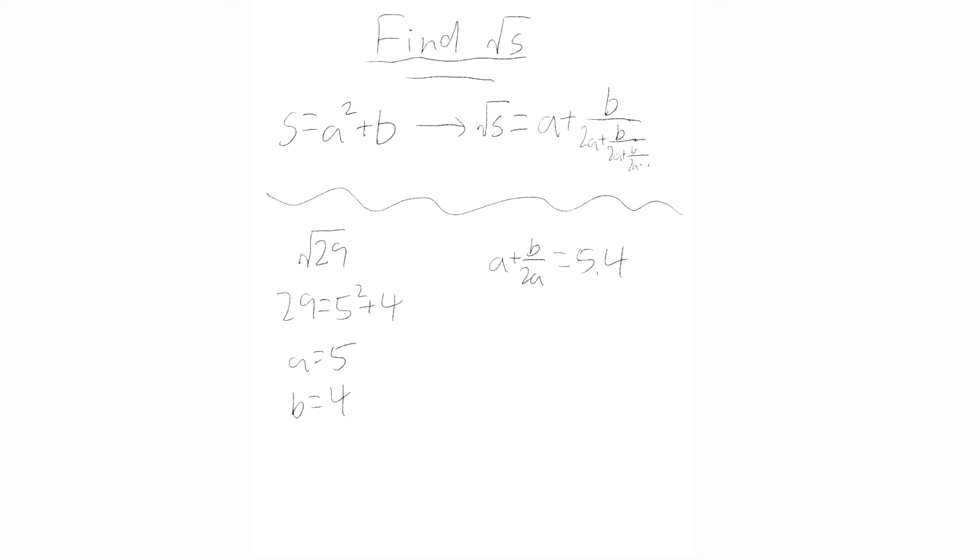But what if you wanted to be a little bit more precise? Then you can go down one layer. A plus b over 2a plus b over 2a equals 5.384, which is actually already very accurate. The actual square root of 29, if you plug it onto a calculator, is actually 5.385.